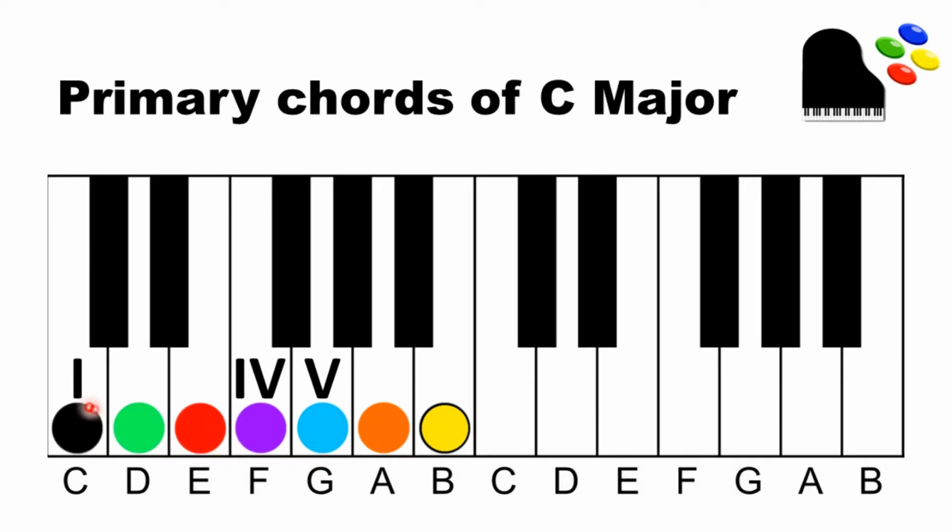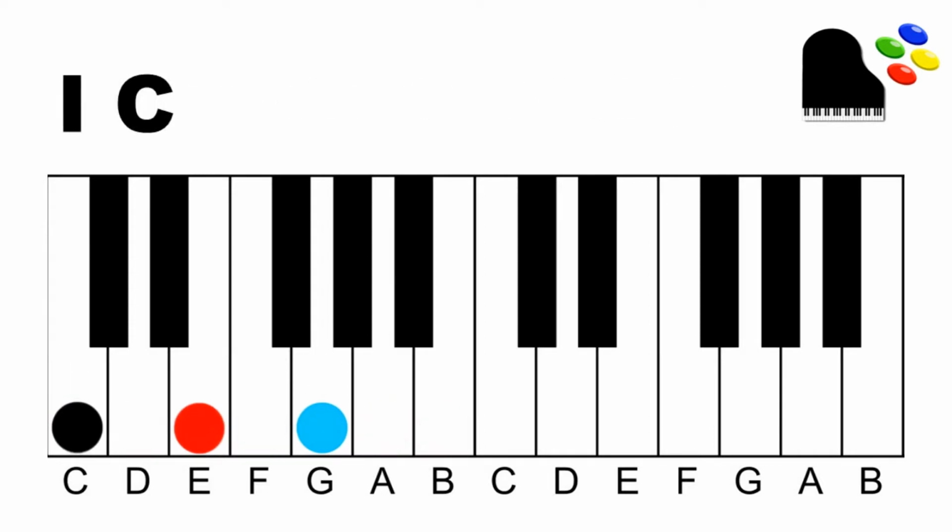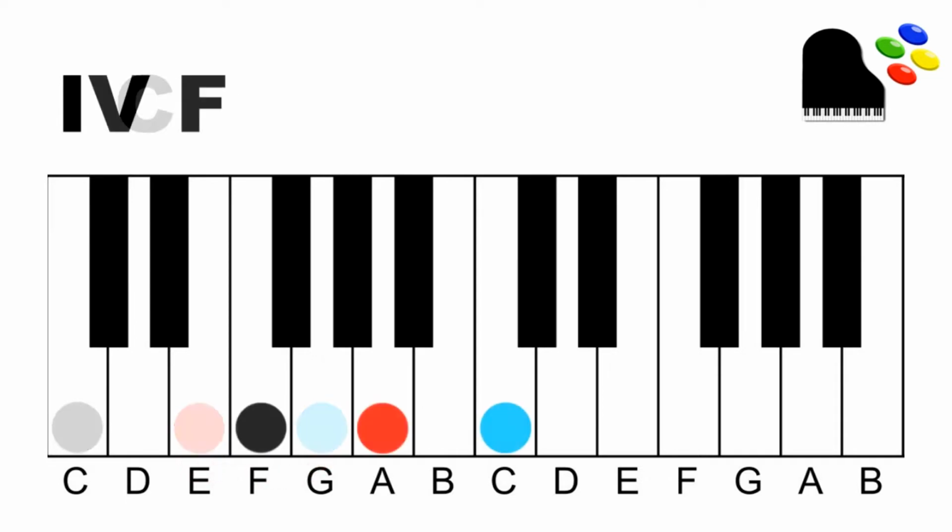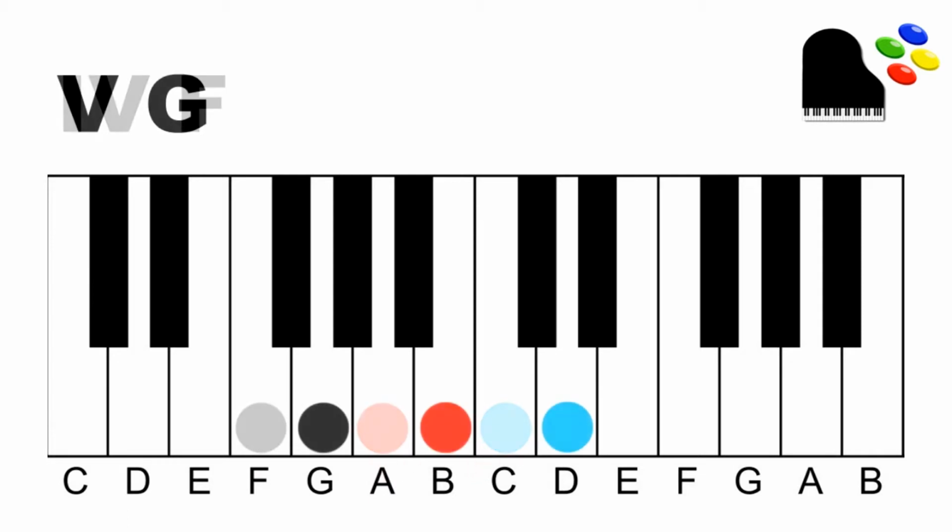And notice that these Roman numerals are in all caps, and that's to signify that these chords are major chords. Okay, so we have our C major chord, which consists of C, E, and G, which is our 1 chord. Our 4 chord is F major, F, A, and C. Our 5 chord is G major, G, B, and D.